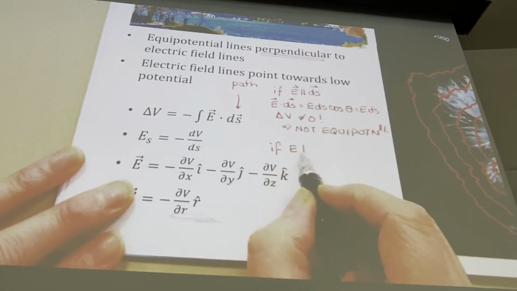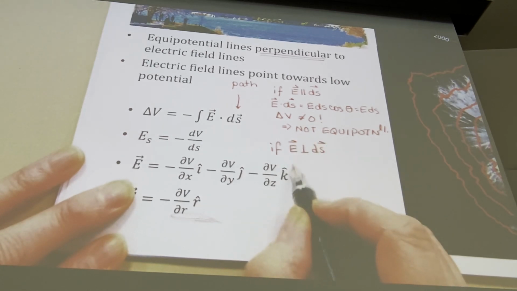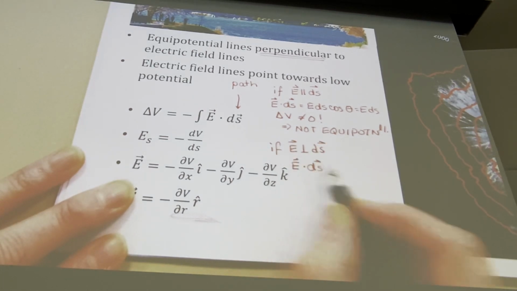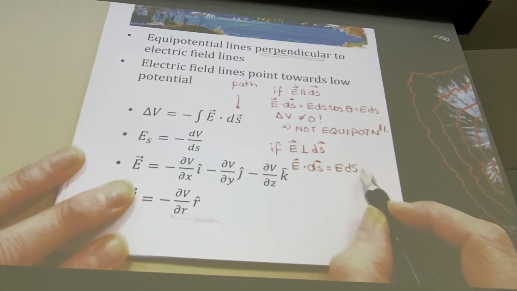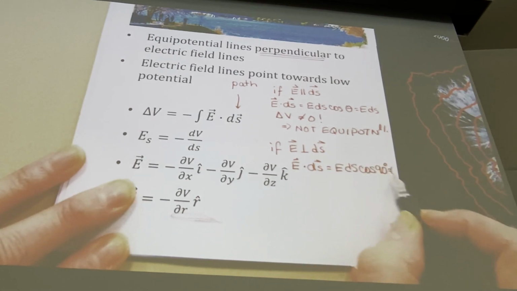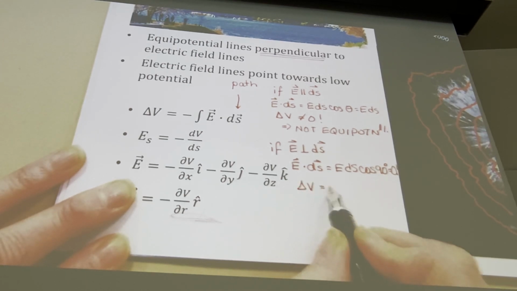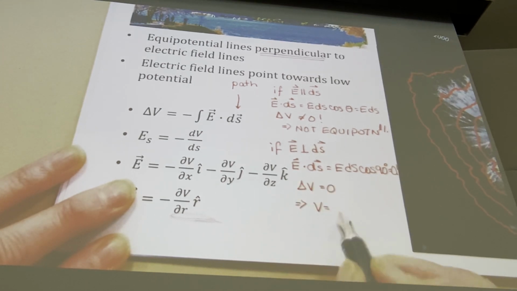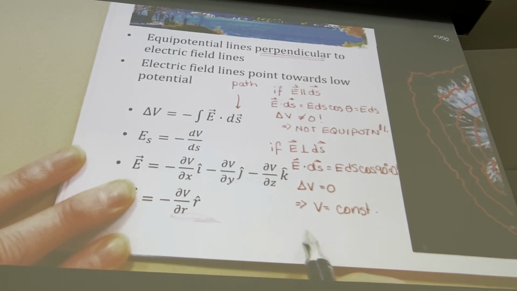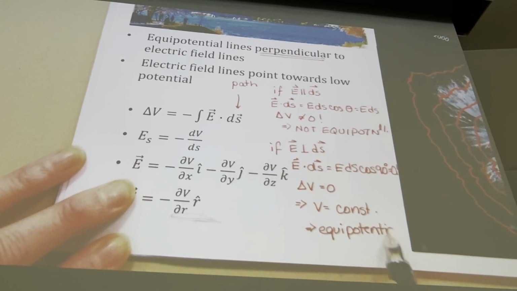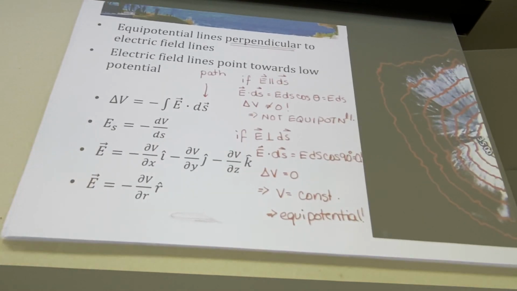If your electric field is perpendicular to your path, then E dot ds is E times ds times cosine 90, which is 0, which means delta V is equal to 0, which means V is constant. And if V is constant, that's an equipotential. So that shows us why the electric field lines and the equipotential lines have to be perpendicular. The only way for your potential to be constant is for you to move perpendicularly to the electric field.